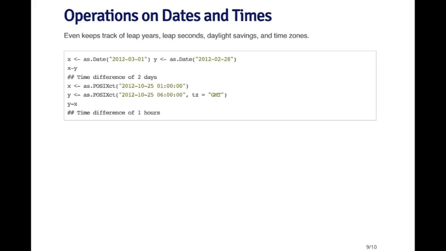Similarly, I can take two times, one which is in my x, which is in my current time zone, and then y, which is in the time zone of GMT, Greenwich Mean Time, and take the difference between those. Even though it looks like it should be a 5-hour difference, it's actually only a 1-hour difference because of the change in the time zones. So one of the advantages of using the date-time classes is that it will automatically take care of these kinds of irregularities.